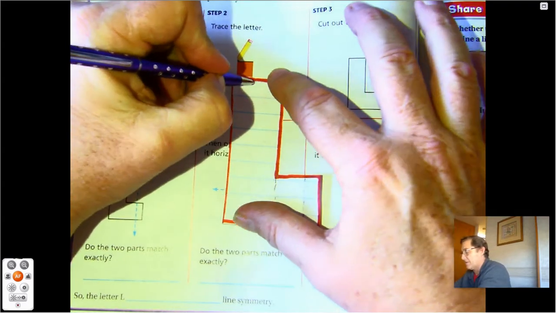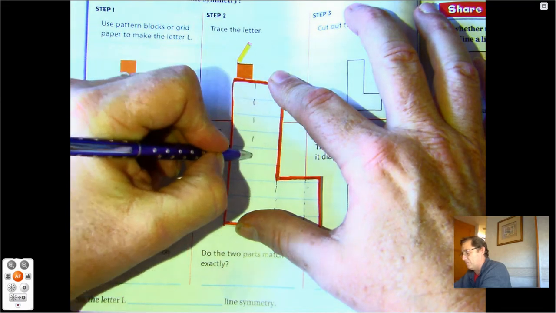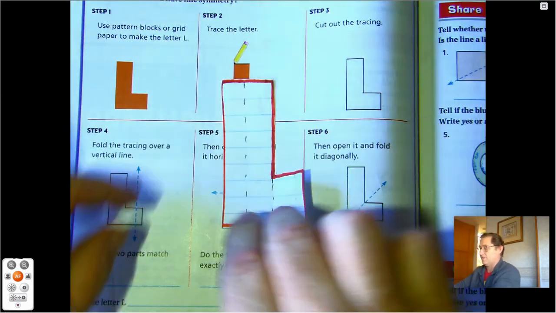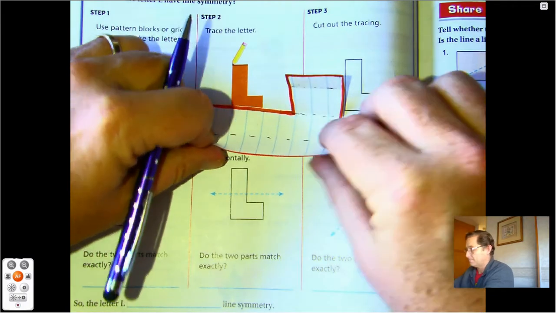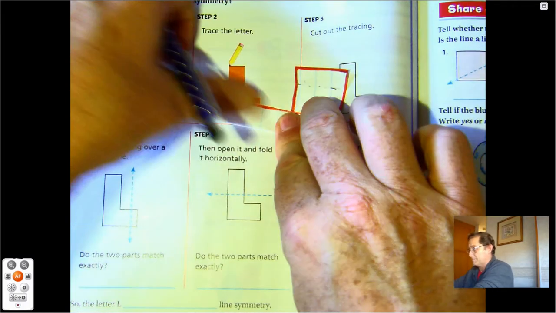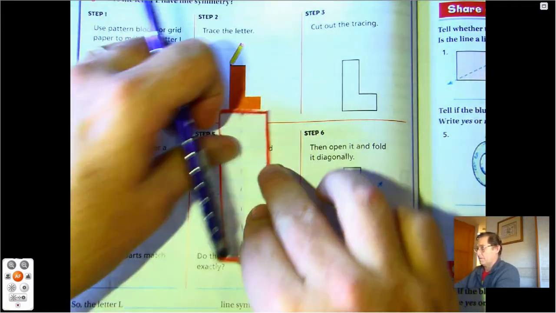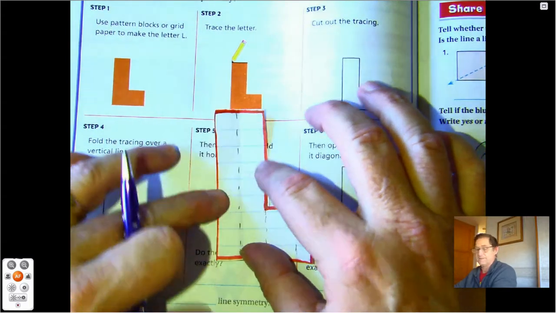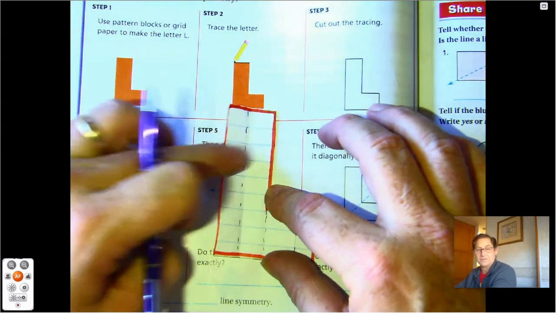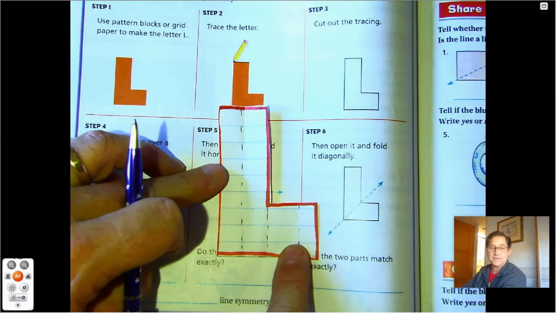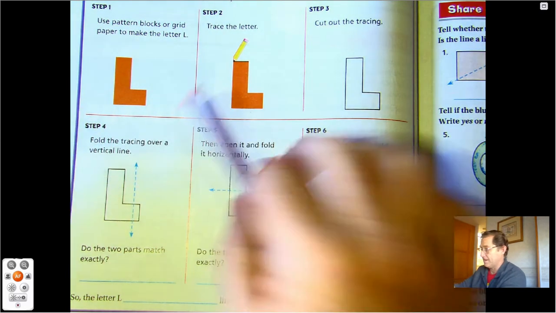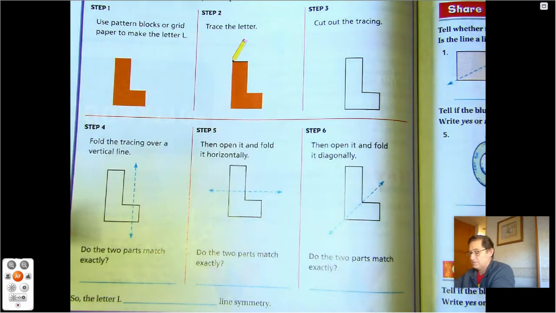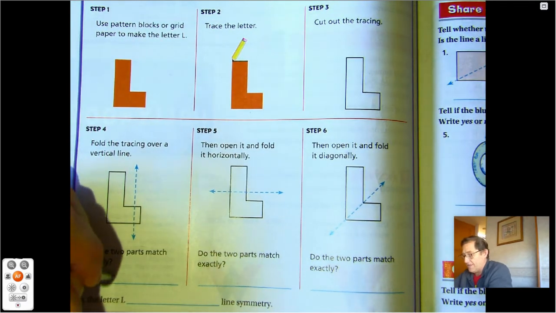Okay, so somebody might say, well, what if I did right down the middle of the back of the L? All right, so let's fold it along there and see. Oh, well, this part of the L and this part of the L are exactly the same, but this part's not. Okay, so no, the L does not have symmetry there. So it would be no for that.